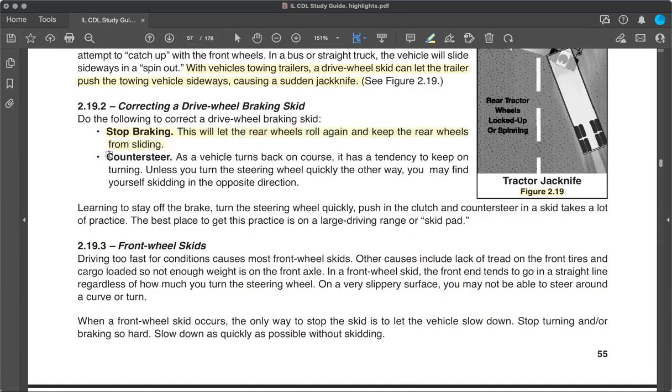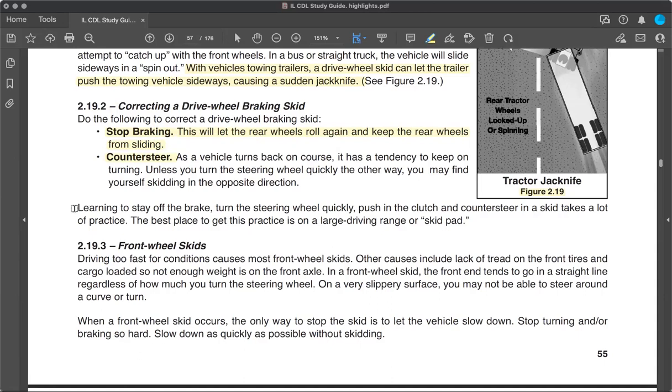And then the other thing you can do is counter steer. As a vehicle turns back on course, it has a tendency to keep turning. So if you counter steer, it could help offset that skid. So know that the 2 ways to correct a drive wheel braking skid are to stop braking and counter steer.